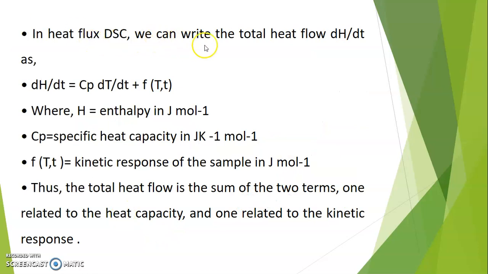In heat flux DSC, we can write the total heat flow, dH/dt, as dH/dt = Cp dT/dt + f(T,t), where H is the enthalpy in joules per mole, Cp is the specific heat capacity in joules per kelvin per mole, and f(T,t) is the kinetic response of the sample in joules per mole. Thus, the total heat flow is the sum of two terms, one related to the heat capacity and one related to the kinetic response.